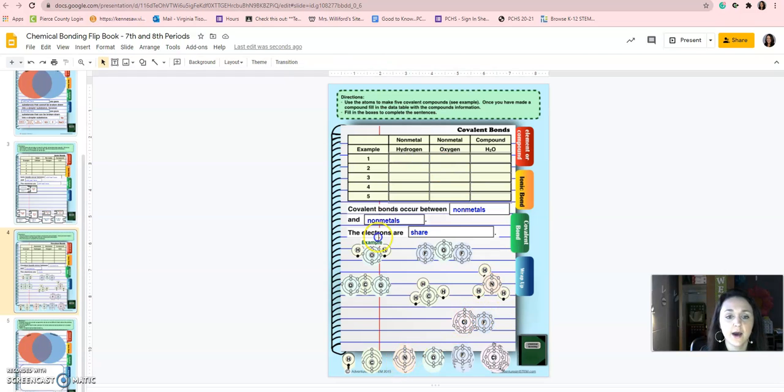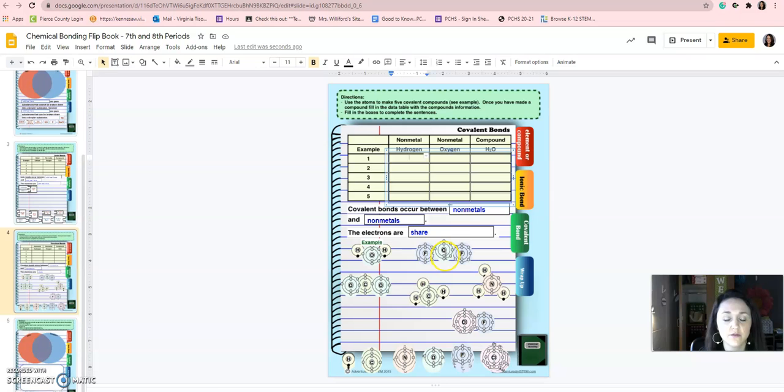Okay, so I want to name my first one. We've already got hydrogen and oxygen, and we have H2O because we have 2 H's, H2, 1 O, just plain old O. So let's do this one first.